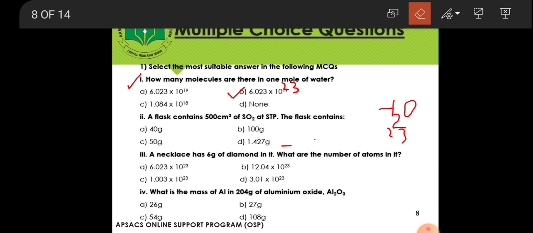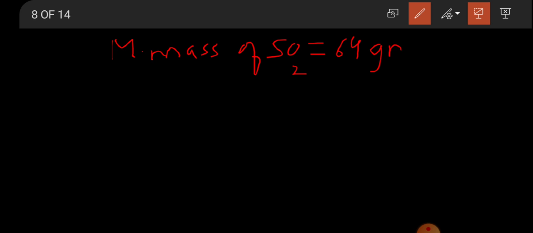Friends, let's solve question number 2. A flask contains 500 centimeter cube of sulfur dioxide at standard temperature pressure. The flask contains how many grams of sulfur dioxide? Let's solve this question. Let's calculate the molar mass of sulfur dioxide. The molar mass of sulfur dioxide is 64 gram per mole.